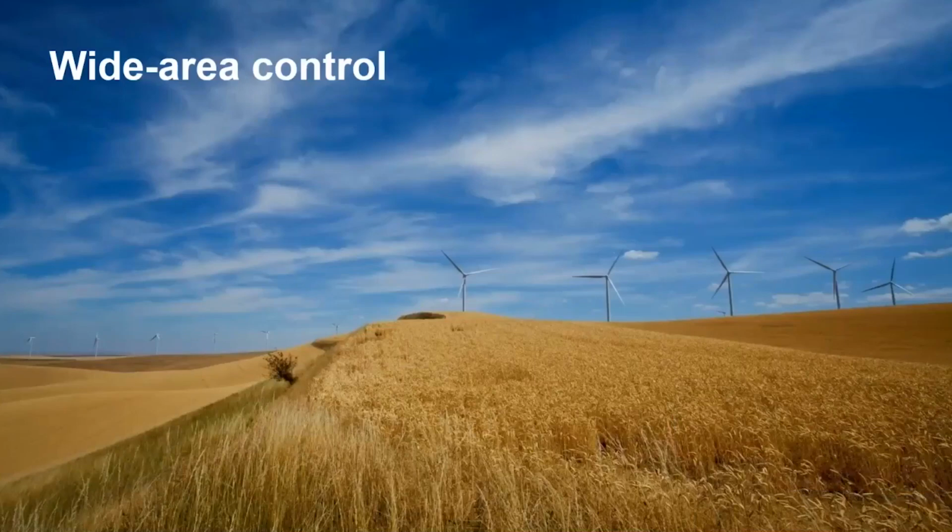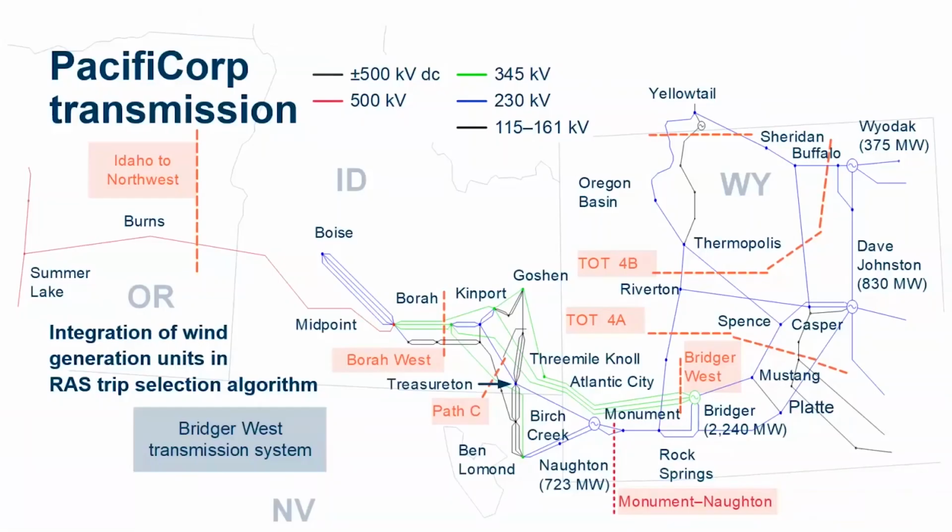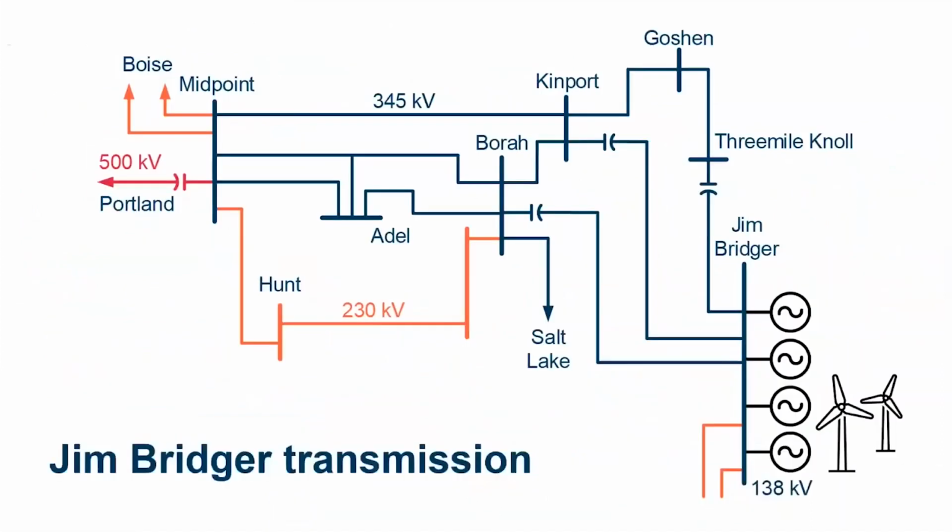Let's take a look at a few examples. The Jim Bridger Power Plant, located near Rock Springs, Wyoming, is a mine-mouth coal-fired generating station. This is jointly owned by PacifiCorp and Idaho Power Company. Jim Bridger operates 4 530-megawatt units that transmit majority of their power through 345 kV transmission lines to southern Idaho and 230 kV lines connected to Wyoming.